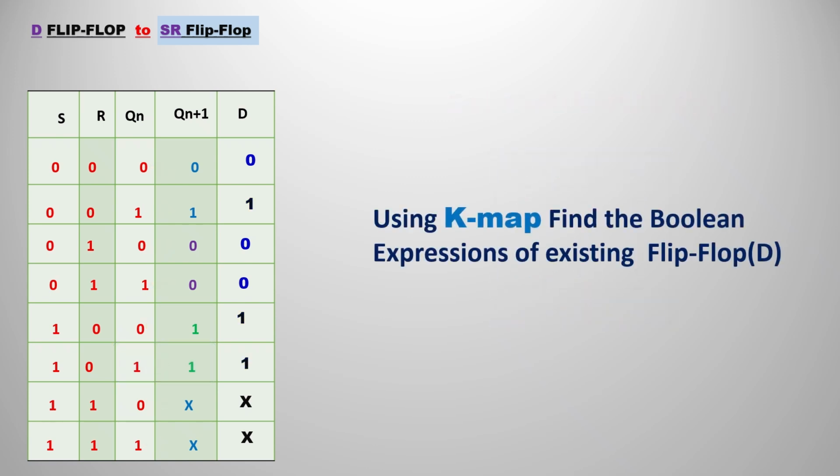So use the K-map for finding the Boolean expression of the existing flip-flop. That means you need to find the expression for D using the column of D, by simple Boolean algebra, or you can use the SOP or POS formats where there are minterms. You have to take the corresponding minterms, or you can use the K-map for the minimization. In this case, I am going to use the K-map for the minimization.